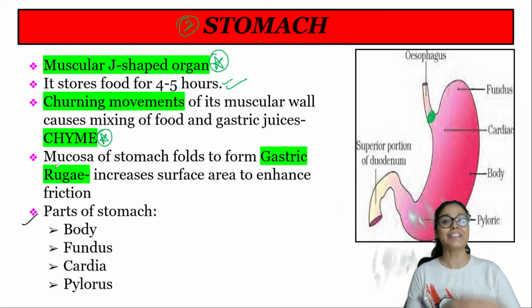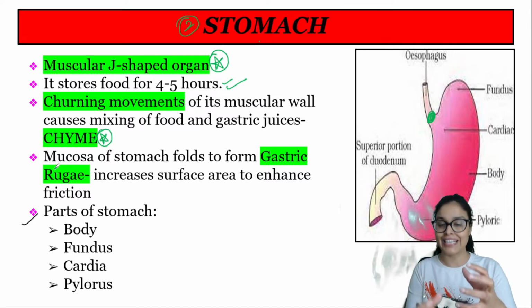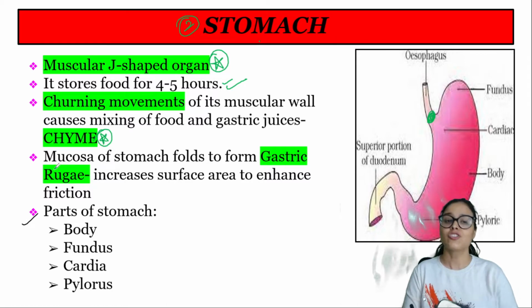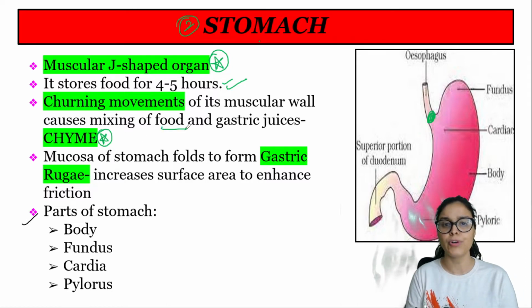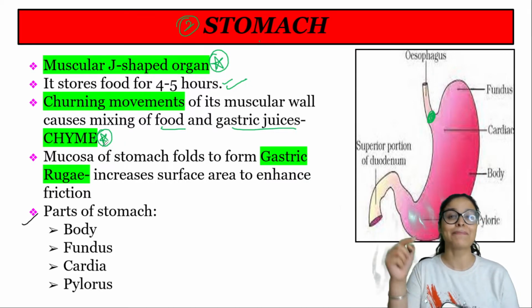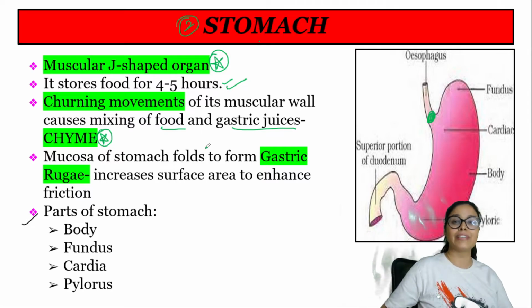So यानी यहाँ पर food along with the juices of stomach, along with the stomach enzymes, is known as chyme. So chyme is partially digested food mixed with the gastric juices. तो फूड को पेट में जाते ही बोल रहे हैं chyme because it is now mixed with the gastric juices, right?